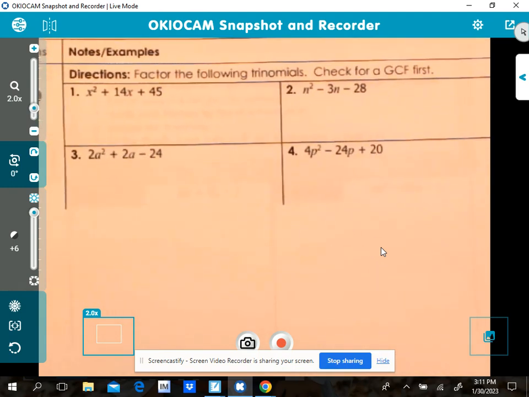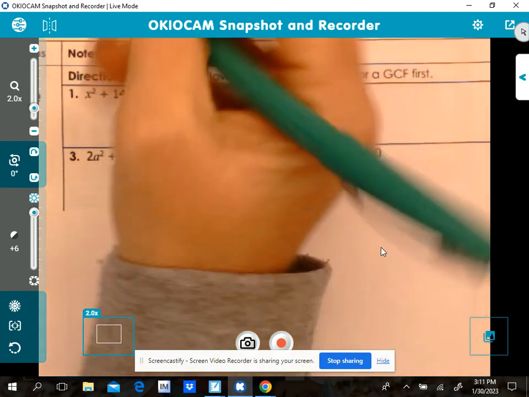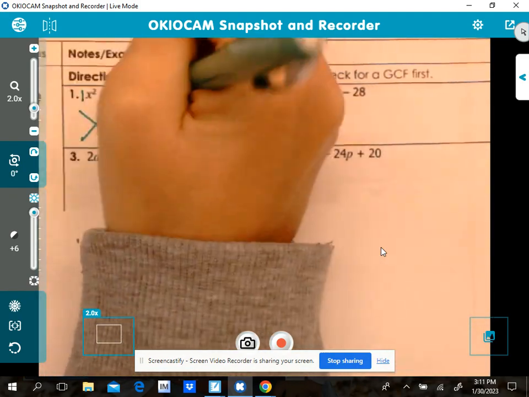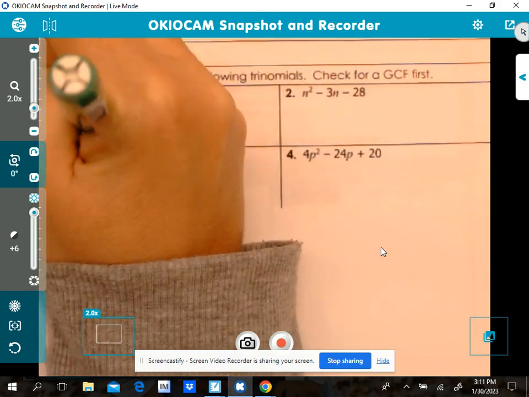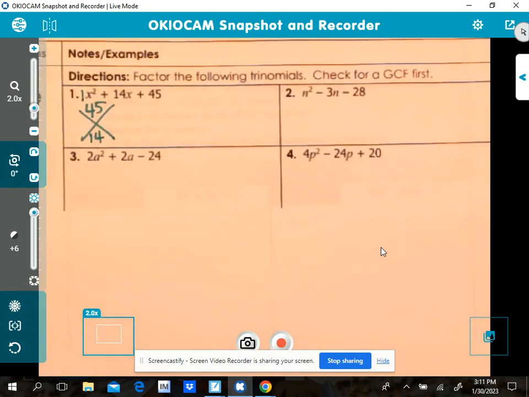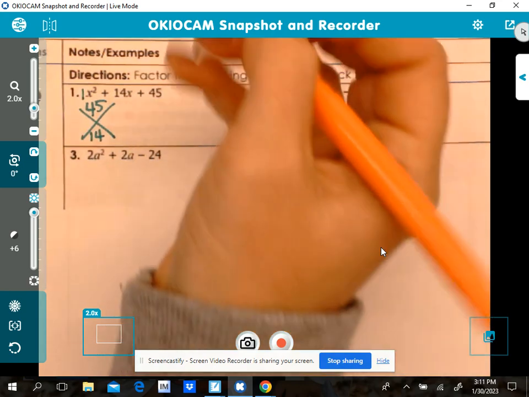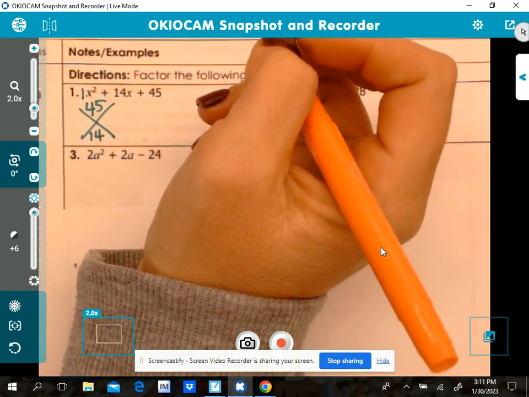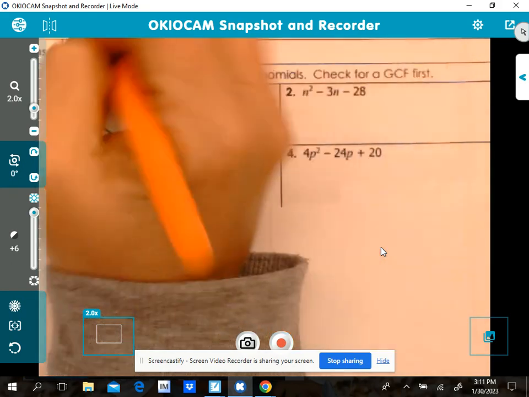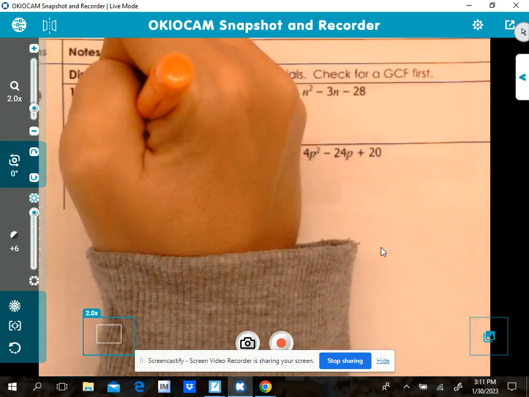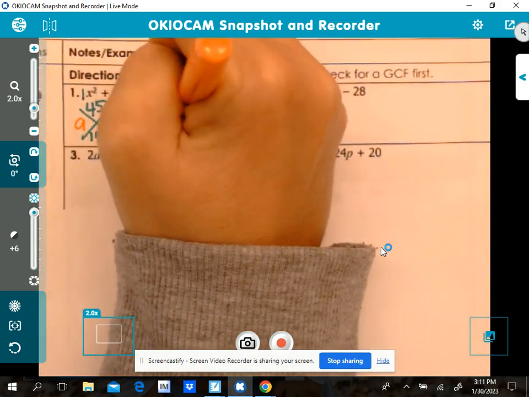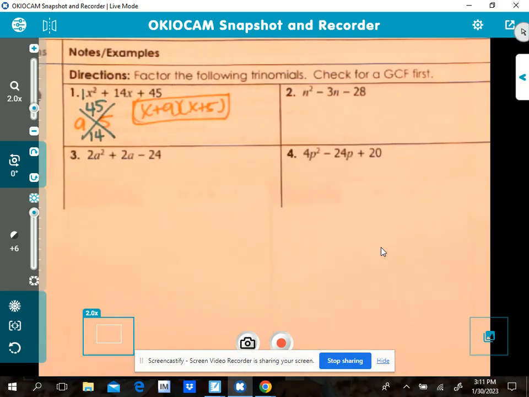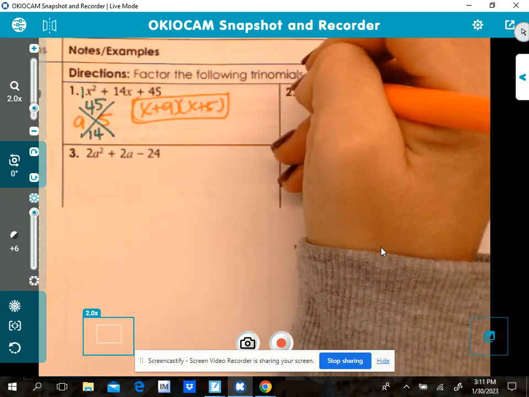were just regular factoring problems. Okay, so in other words, there was no GCF. My number here was 1. So I drew my X. 1 times 45 gave me 45. 14 went in the bottom. You're finding the two numbers that multiply to give you 45 and add to give you 14. And we went with 9 and 5, okay, which gave us X plus 9 and X plus 5, and we were done.